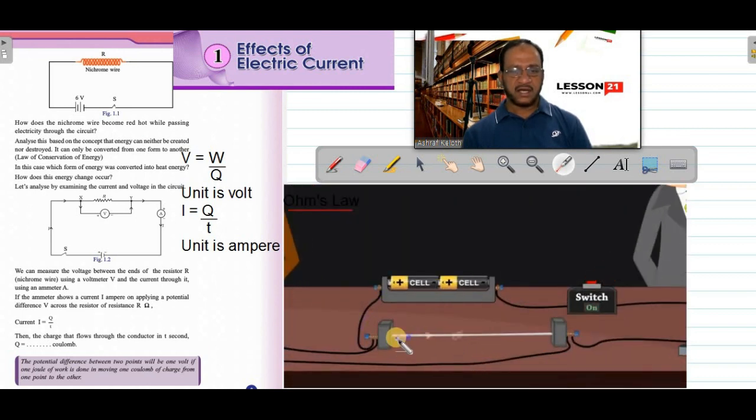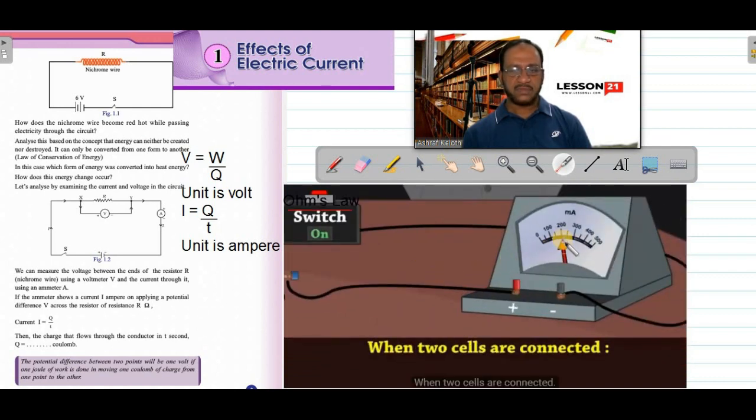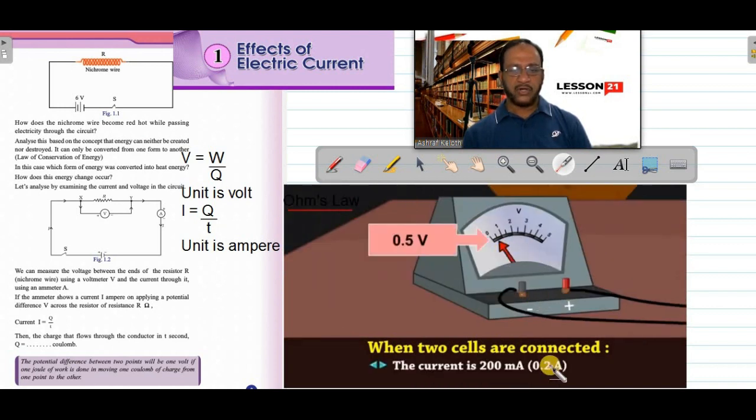Now 2 cells are connected. Now more current is flowing. You can see the number of electrons crossing is more, because the potential difference increased. Now the current becomes 200 milliampere, that is 0.2 ampere. And the potential difference also increased. It becomes now 0.5 volt.